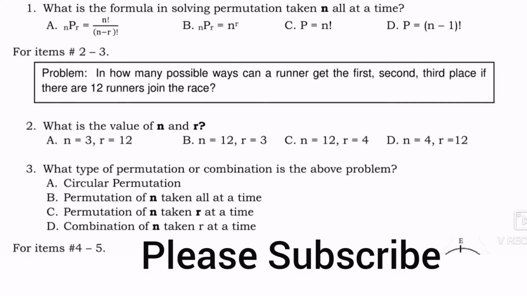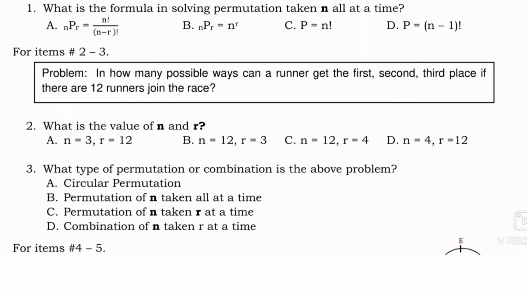In how many possible ways can a runner get the first, second, and third place if there are 12 runners join the race? Number 2, what is the value of n and r? The answer is B. Number 3, what type of permutation or combination is the above problem? The answer is C.